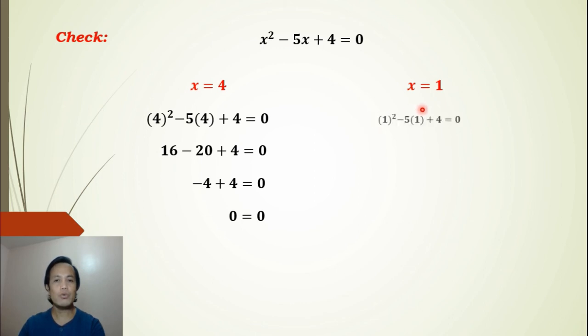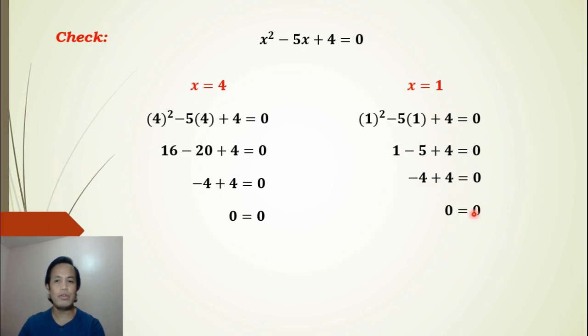Another value, which is 1, substitute 1 to the equation. So that's why we have here 1 squared minus 5 times 1 plus 4 equals 0. 1 squared is 1. Negative 5 times 1 is negative 5 plus 4 equals 0. So 1 minus 5 is negative 4 plus 4, which is equal to 0. So 0 is equal to 0.